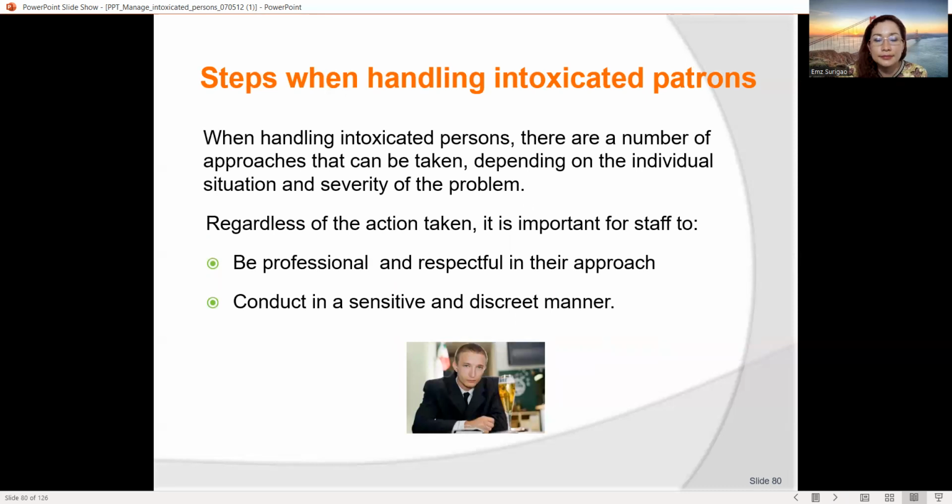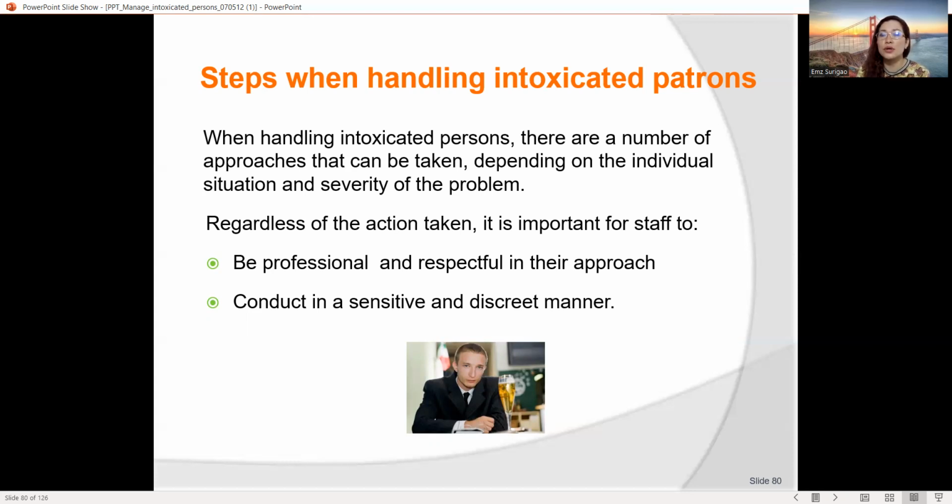Steps when handling an intoxicated person. When handling intoxicated persons, there are a number of approaches that can be taken depending on the individual situation and severity of the problem. Regardless of the action taken, it is important for the staff first to be professional and respectful in their approach, and to conduct it in a sensitive and discreet manner.